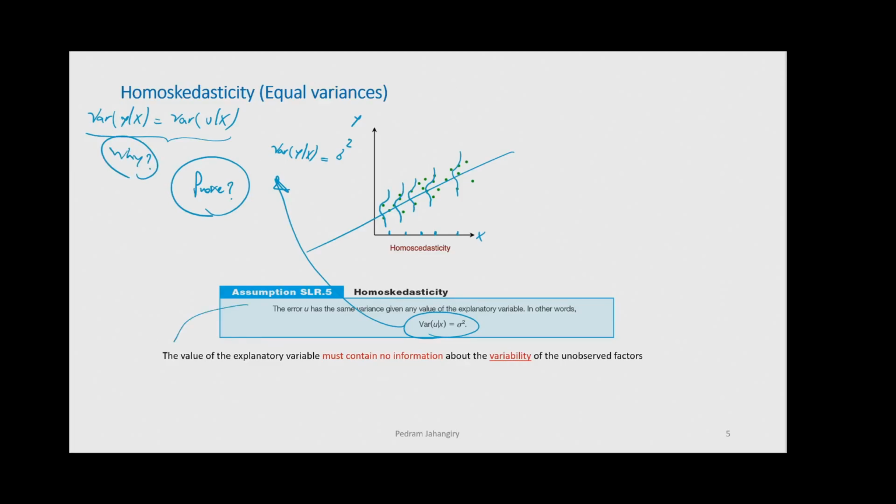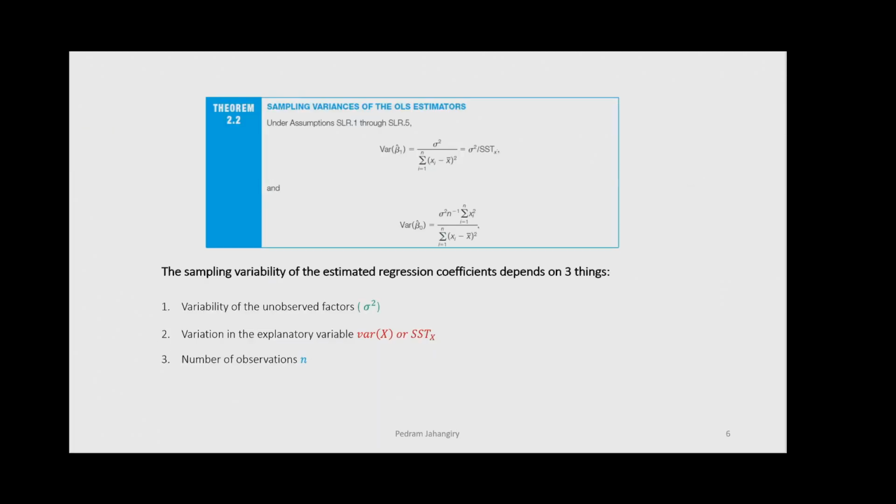So how do we interpret it in simple English? The value of the explanatory variable must contain no information. So x must contain no information about the variability of the unobserved factors. All right, then we stopped here. So this is a new thing. Slide number 6 is a new thing.